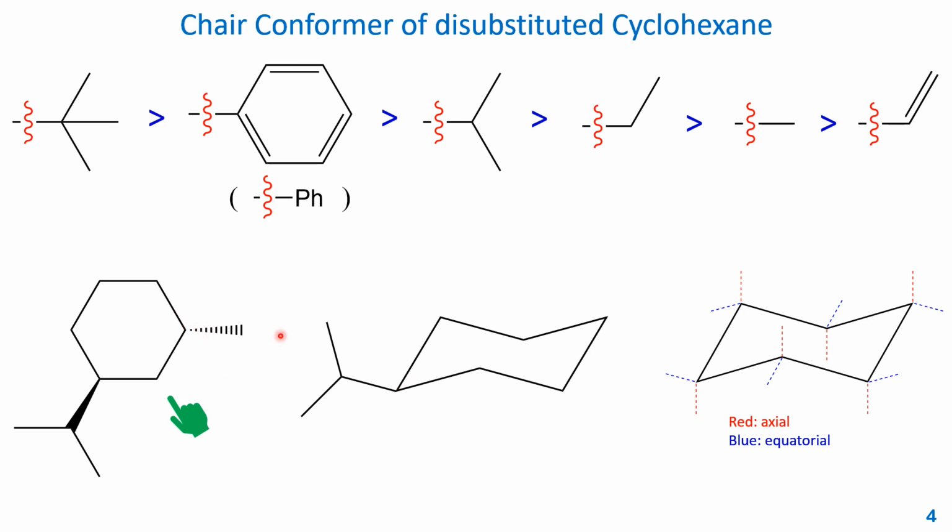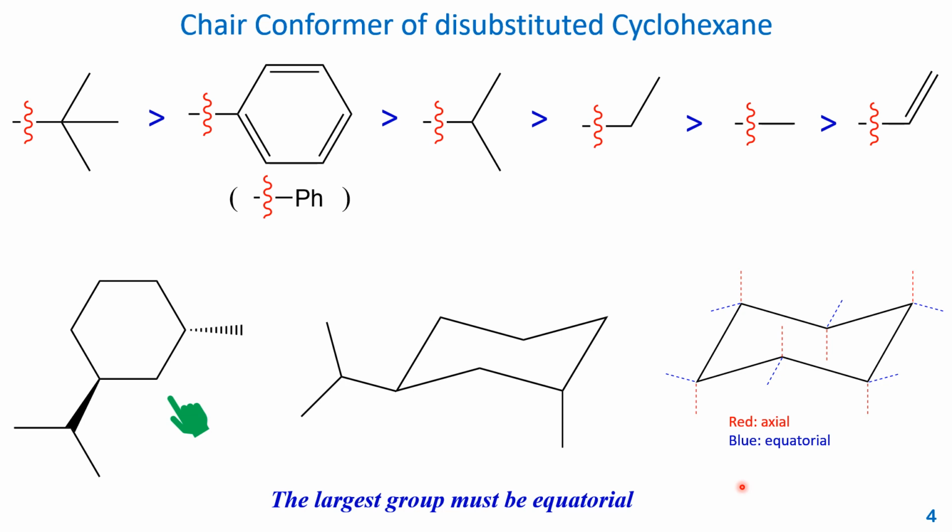Now look at the other methyl group. The relative position is 1, 2, 3 counterclockwise, in the top view and the side view. That methyl group must be down. Down is axial because equatorial is up, so it must point down here. That is the methyl group here. So that is the most stable chair conformation of this disubstituted cyclohexane. This is the rule: the largest group must be equatorial.